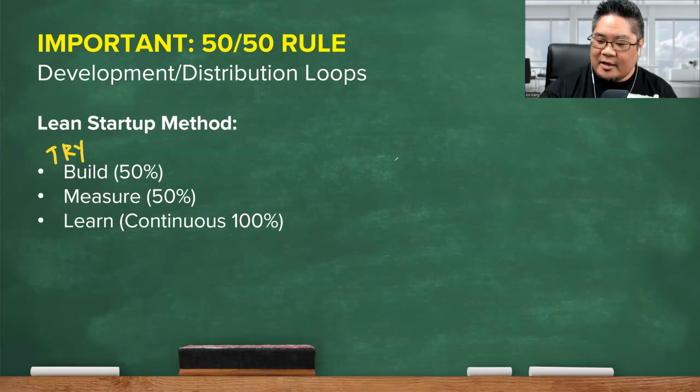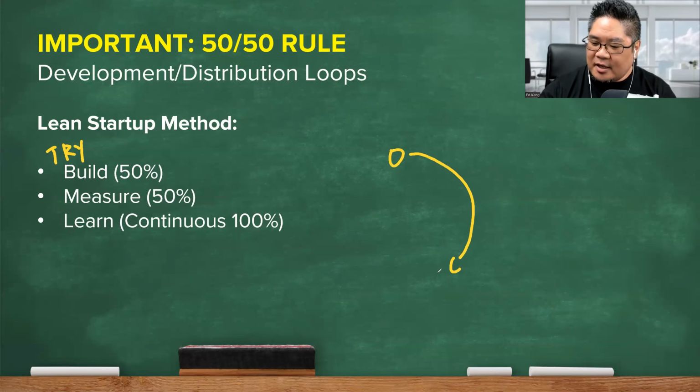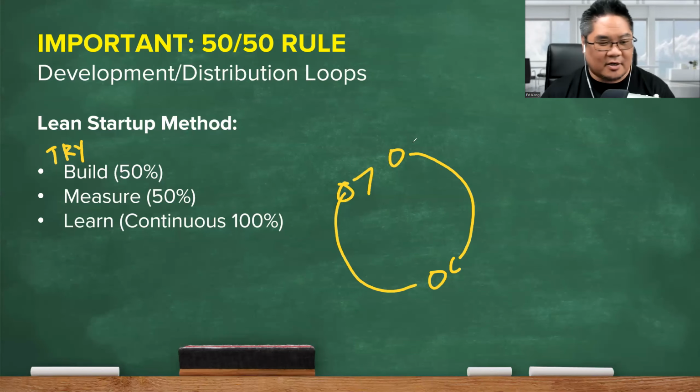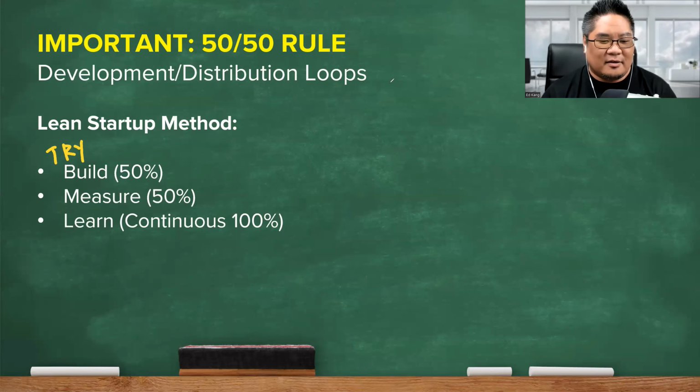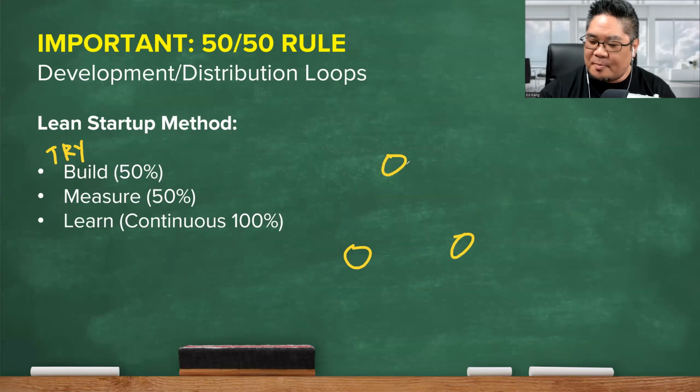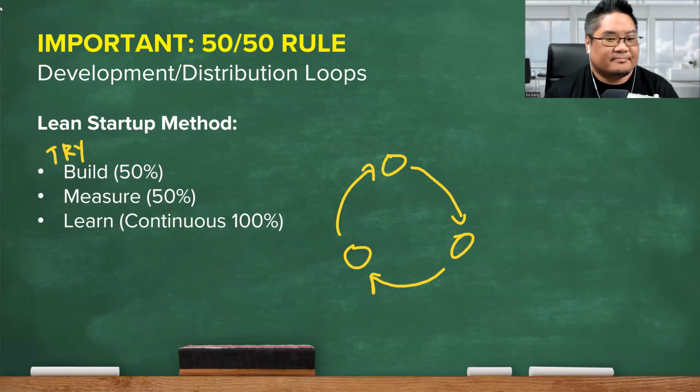So you can have this continuous loop, and it literally turns into a loop. It is literally build, measure, and then learn. Okay, let's try this again. So you have build, measure, learn. So you build, then you measure, and then you learn, and then you figure out what to build next. So that's the continuous feedback loop. That's what you're going to do.